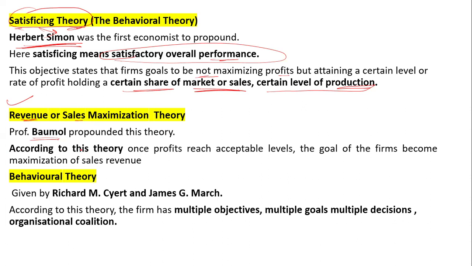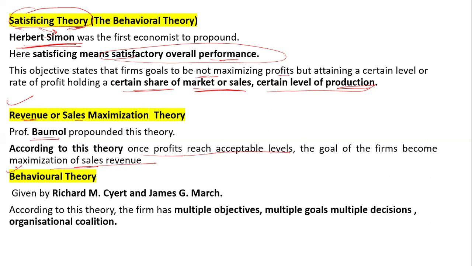According to this theory, once the profit reaches an acceptable level, once you get your profit at the acceptance level, then the goal of the firm becomes maximization of sales revenue. You have to produce more and sell more. This theory is given by Baumol.